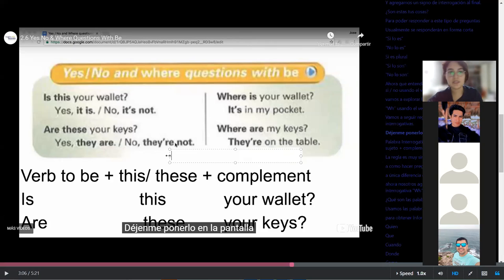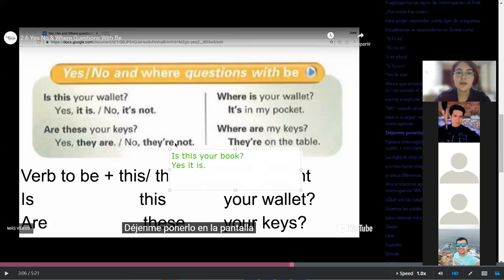Ustedes pueden ocupar la respuesta corta. Yes, it is. For example, si nos preguntan, is this your book? Right? We can answer, yes, it is. Pero también podemos contestar, yes, it's mine. O podemos decir, yes, it's my book.